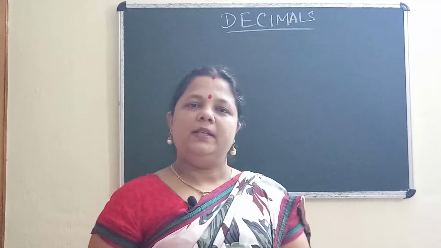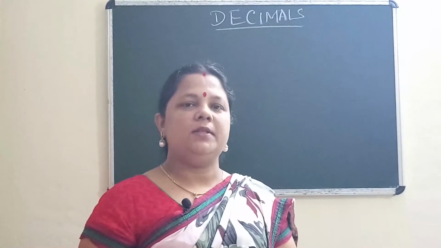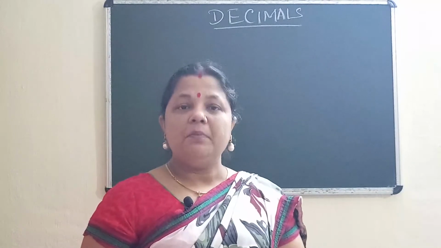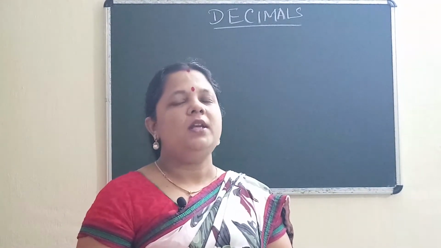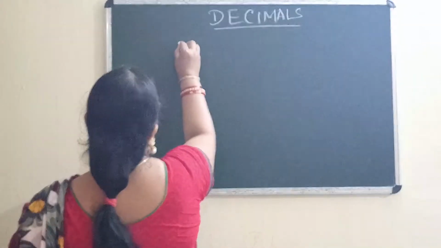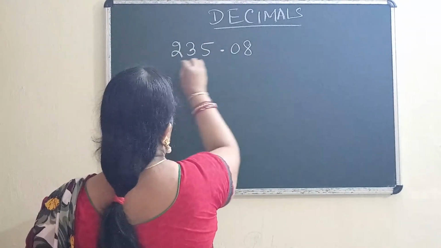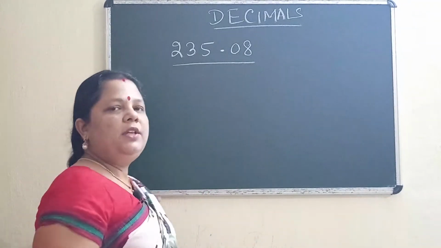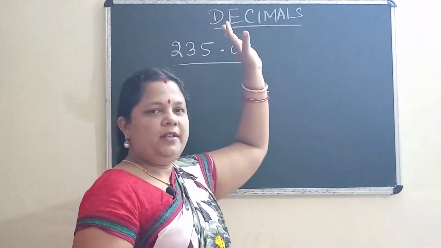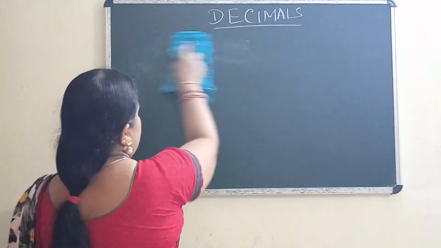What is decimal? Decimal is another number system. Number systems we have already discussed. What number systems? Hindu Arabic system, Roman numeral system, like this. This is another number system, meaning an extension of our Hindu Arabic numeral system. So I am writing one number here. Can you read this number, children? No, you cannot read it. After the discussion you can read this number correctly.